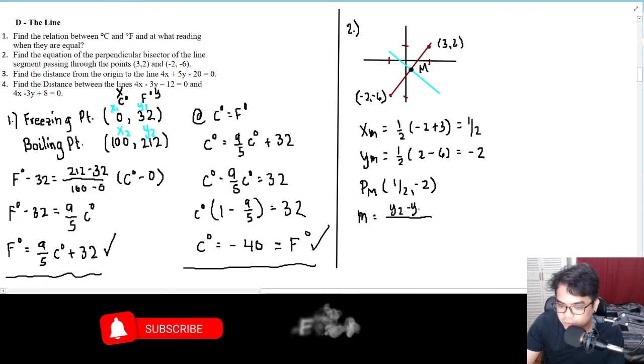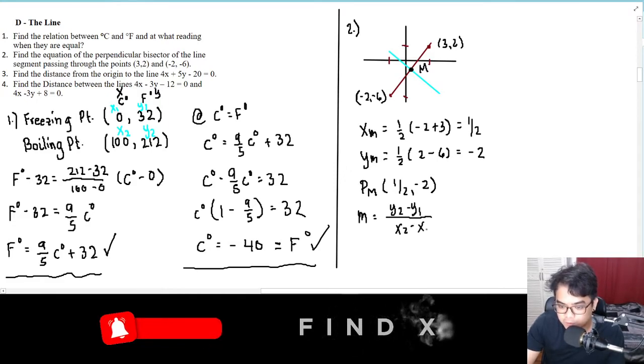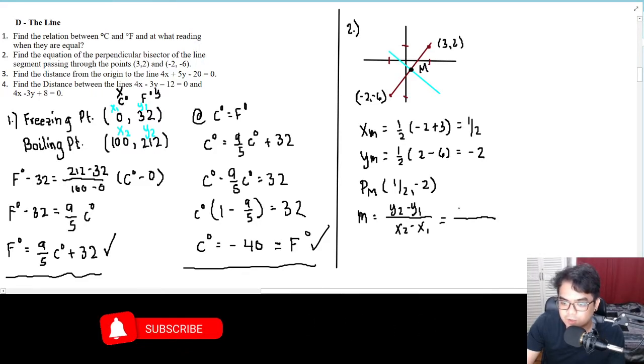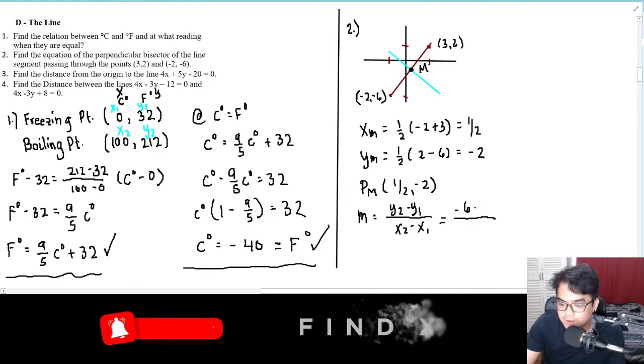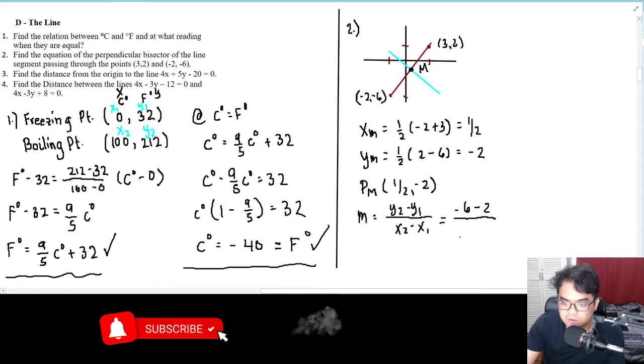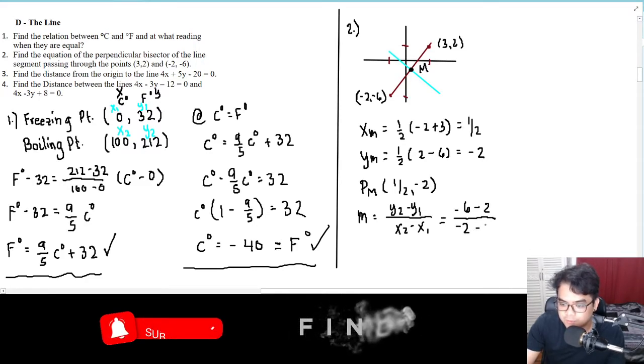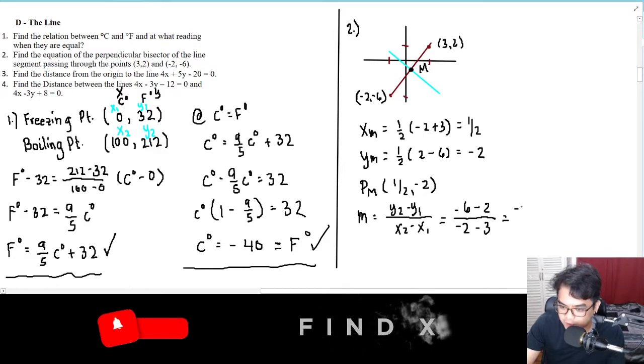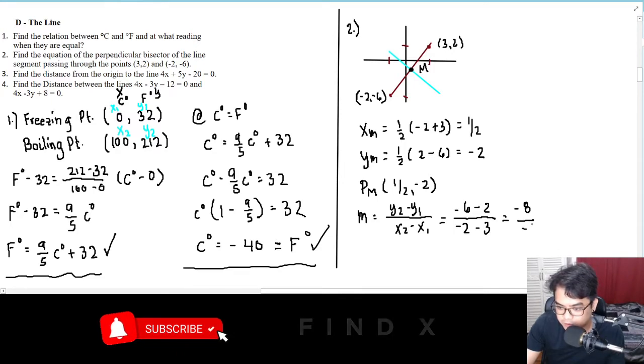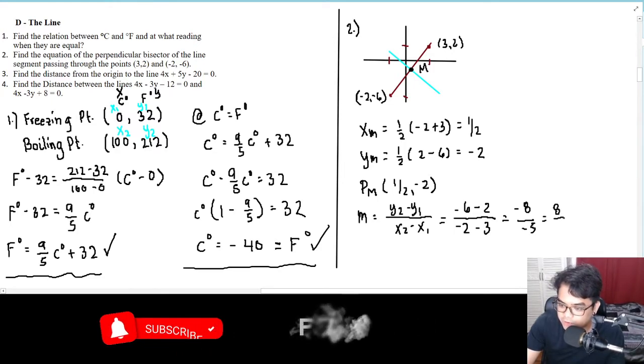That's y2 minus y1, in order for you not to get confused. So minus y1. Let's say that y2 is negative 6. Negative 6 minus y1, which is 2. And then the lower part will be their x, so negative 2 minus 3. So this will become negative 8 over negative 5, or 8 over 5.